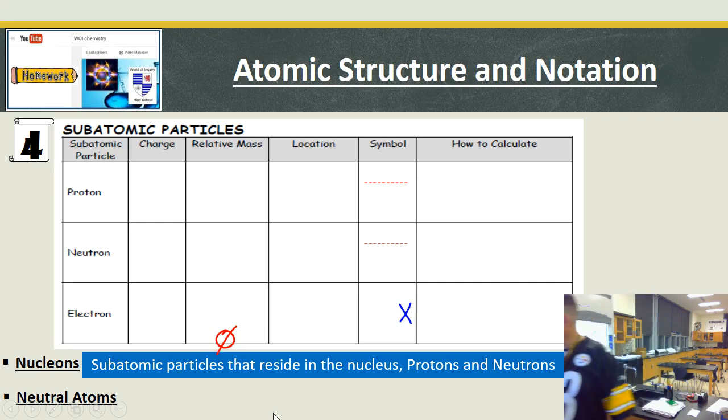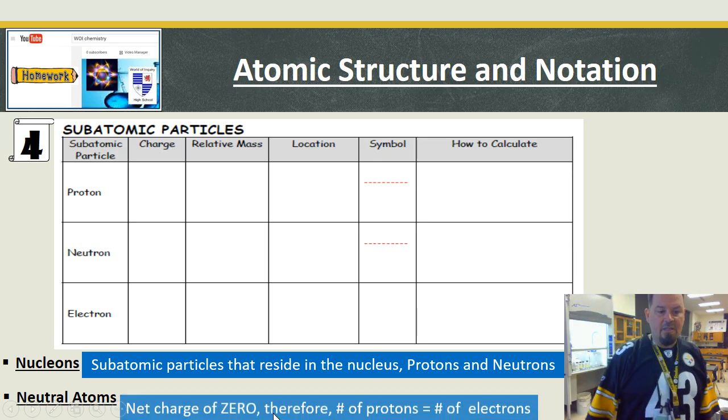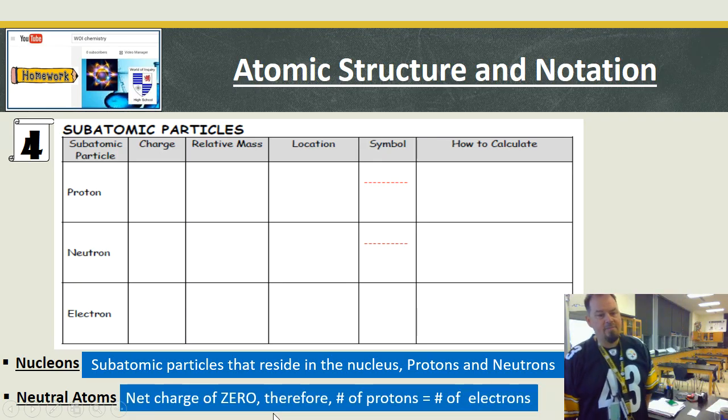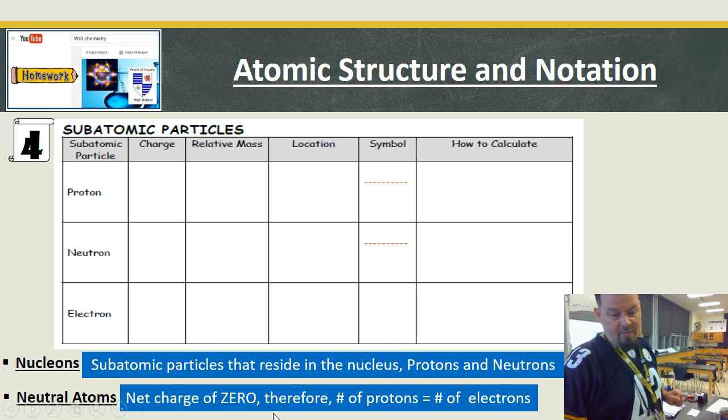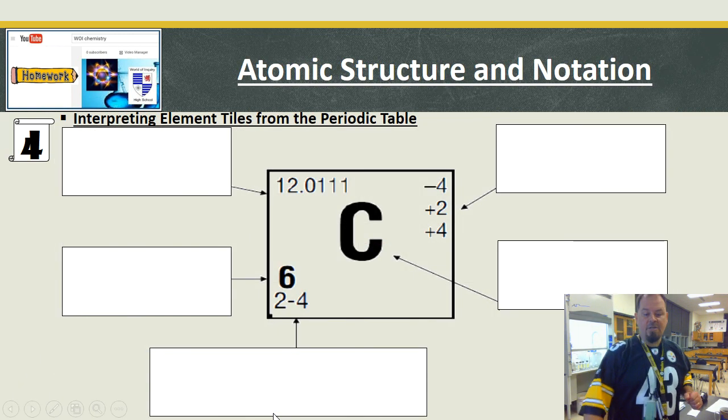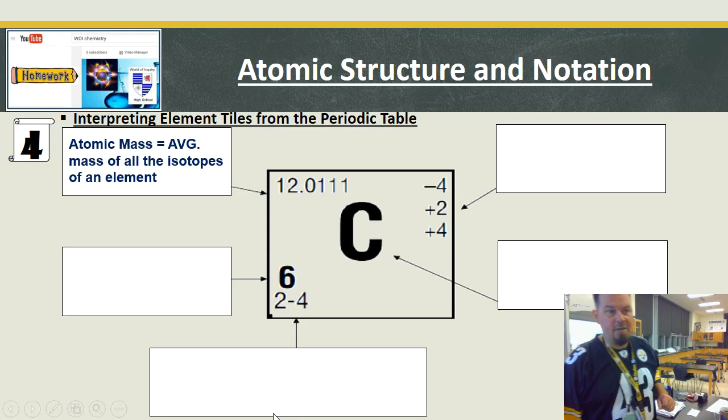Okay. Nucleons is just a catch-all word for anything residing in the nucleus, hence protons and neutrons. Not that big a deal, but we need to know what that means. And then neutral atoms, again, net charge of zero. Therefore, the number of protons equals the number of electrons. So for today, finding out protons and electrons, for the first set, it's going to be equal. And then we'll get into ions in the next video, and life will change.